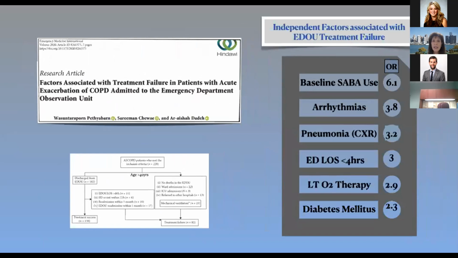And what they found is that there were some independent factors that were associated with observation unit treatment failure. Namely, and the odds ratio here is on this right-hand side, if patients had baseline short-acting beta agonist use or long-term oxygen therapy, they were independent factors. If they also had any comorbidities of arrhythmias or diabetes, or had pneumonia or an ED length of stay that was less than 4 hours.